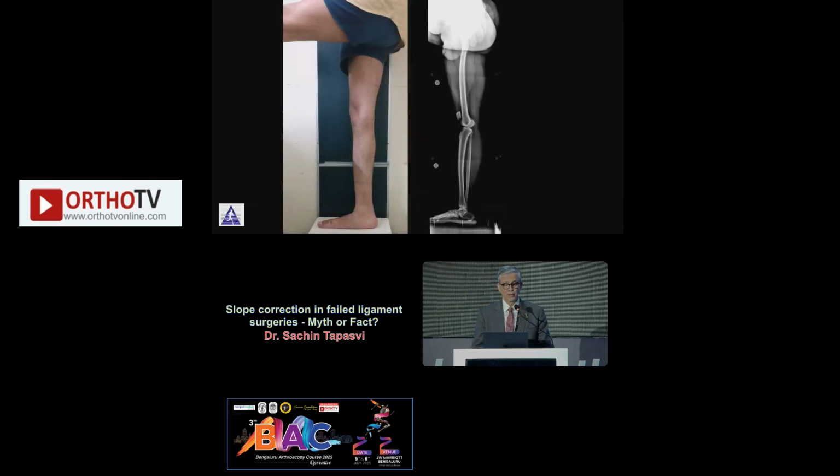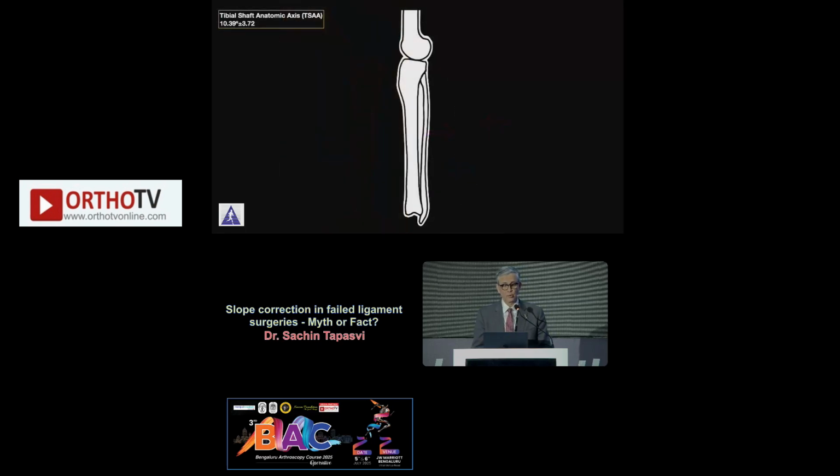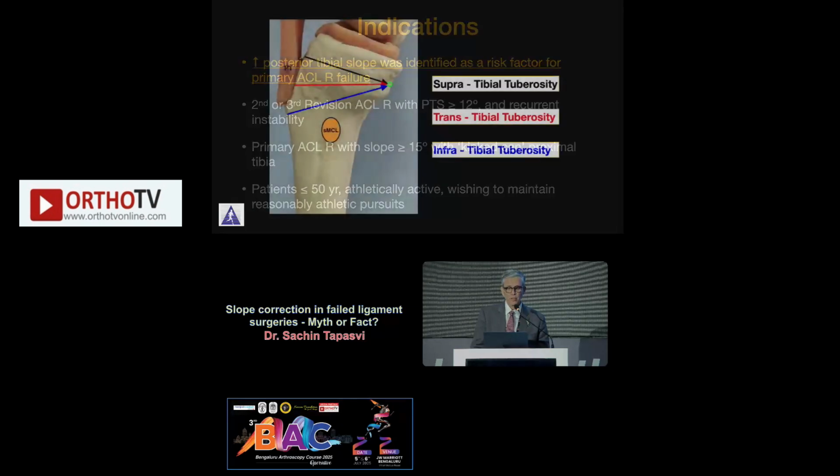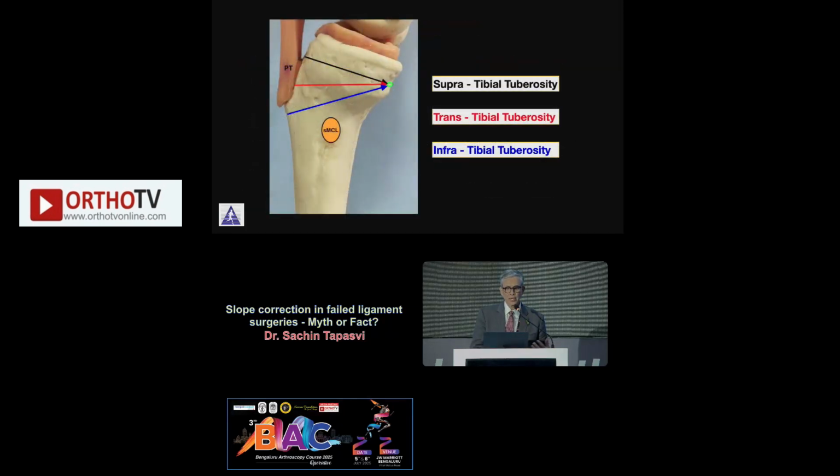You want to get a monopedal stance X-ray in which both the femoral and the tibial condyles overlap. I see a lot of patients coming with X-rays which don't have markers, which makes it very difficult to calculate. The best way to measure your slope is on a full true long leg X-ray. You need to measure the anatomic axis of the tibia in the sagittal plane and measure your slope. If it is more than 12, I think it becomes a very important indication that you should go ahead and fix your slope. You can do a slope correction supra or infra tibial tuberosity.